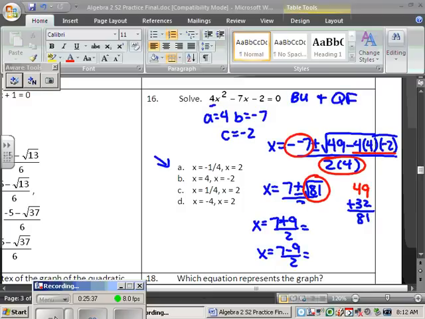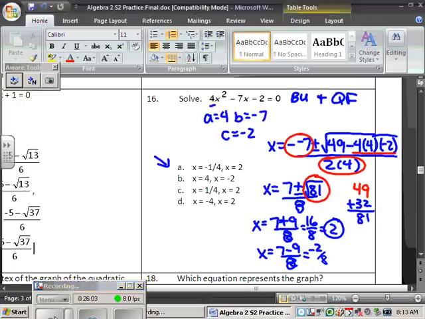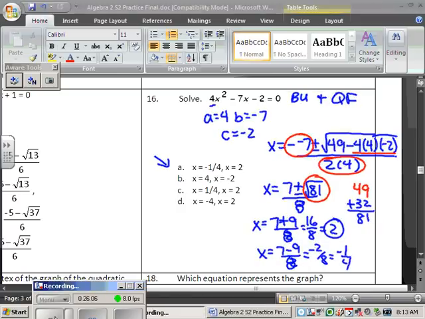So 7 plus 9 is 16, divided by 2 is 8. So 8 is one of our x-intercepts. Oh wait, couldn't read my own writing. There should be an 8 in the denominator. So let me change that real quick. 8 in the denominator. So 7 plus 9 is 16, divided by 8 is 2, so that's one of our x-intercepts. Then 7 minus 9 is negative 2, divided by 8, which simplifies to negative 1/4. So 2 and negative 1/4. Now look very carefully because they look very similar, and the correct answer should be A.